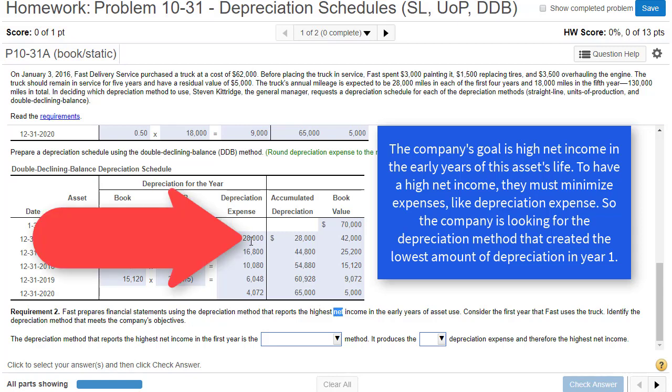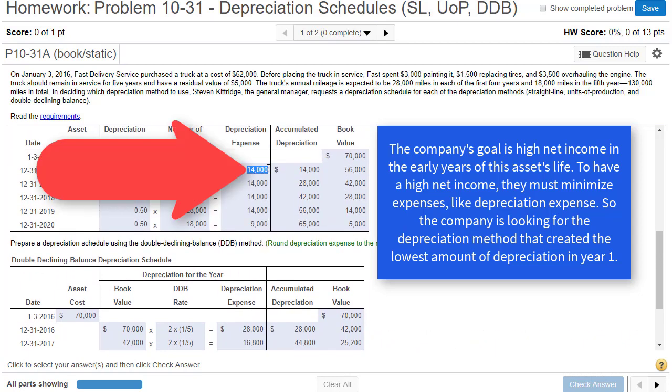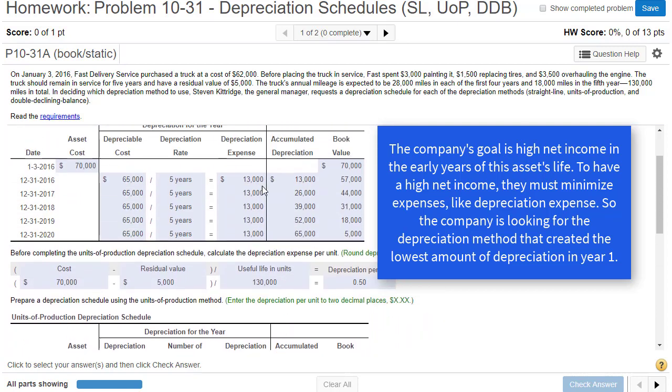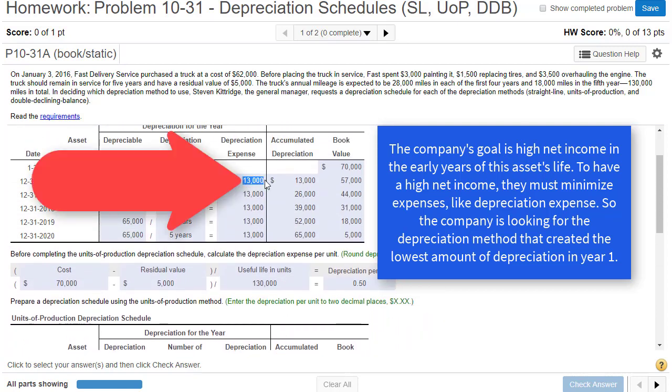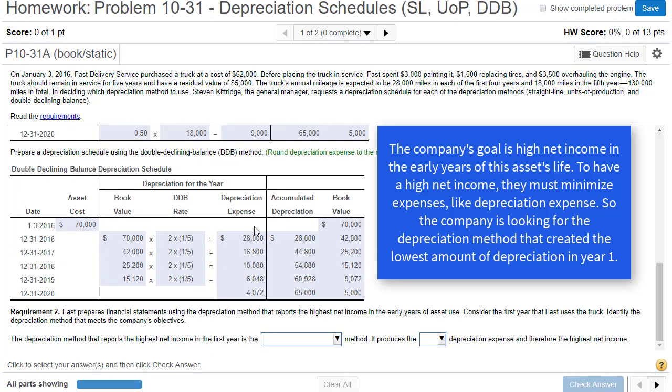So let's look at the first year depreciation with these three methods. We got 28,000 for double declining. We got 14,000 for units of production, and then we've got 13,000 for straight line. So this company, since their goal is high net income, they want to use the straight line depreciation because it produces the lowest depreciation expense and therefore the highest net income.